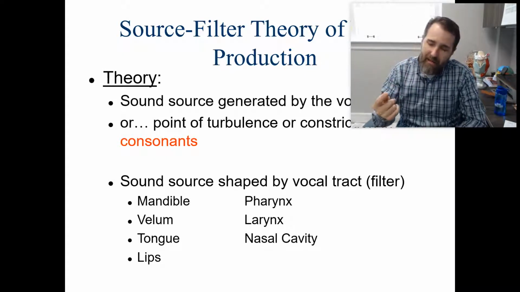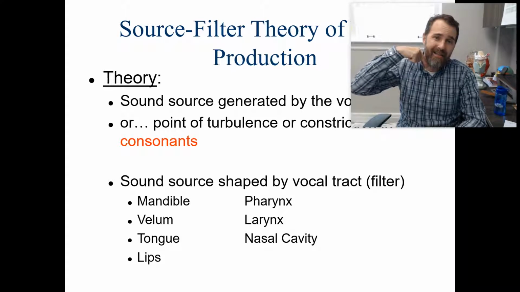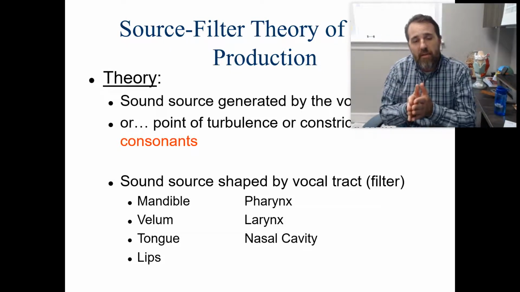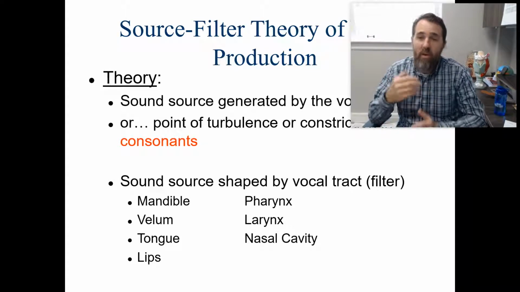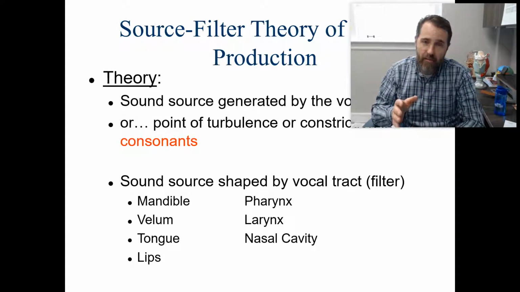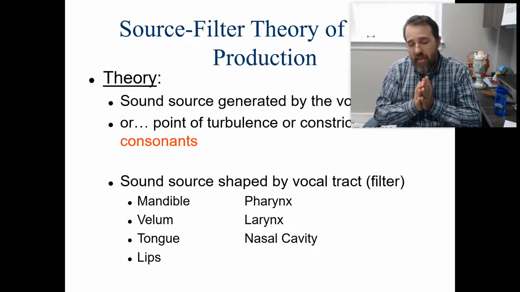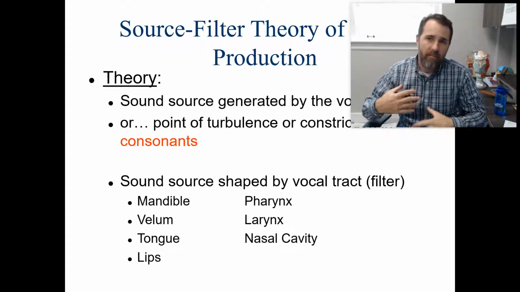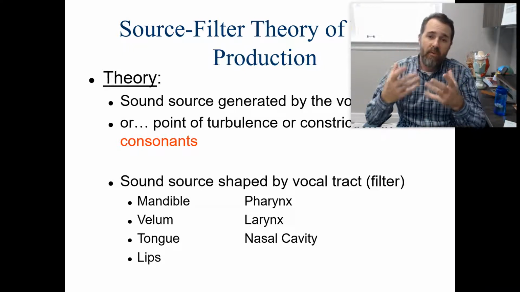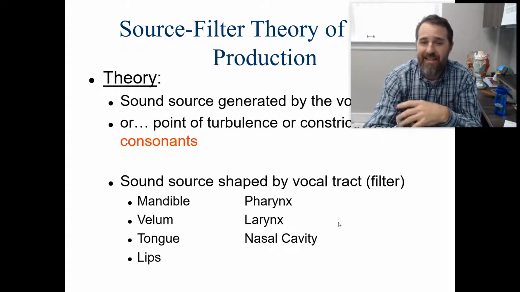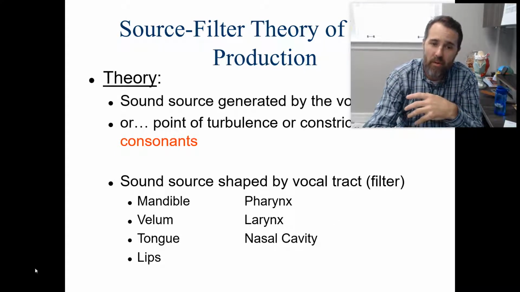So if you took a microphone and you threaded it back into your pharynx and listened to the sound of phonation within your pharynx, it would just sound like a buzzing noise. Zzz, it would sound like that. It's only after that raw sound produced by the vocal folds comes up through the vocal tract and is filtered through the vocal tract that it comes to sound like a human voice.